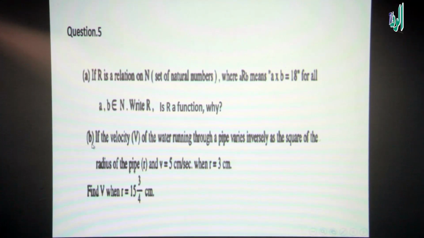Okay, number B. If the velocity v of the water running through a pipe varies inversely as the square of the radius of the pipe r, and v equals 5 centimeter per second when r equals 3 centimeter, find v when r equals 1 and 3/4. Okay, this is English translated into math.